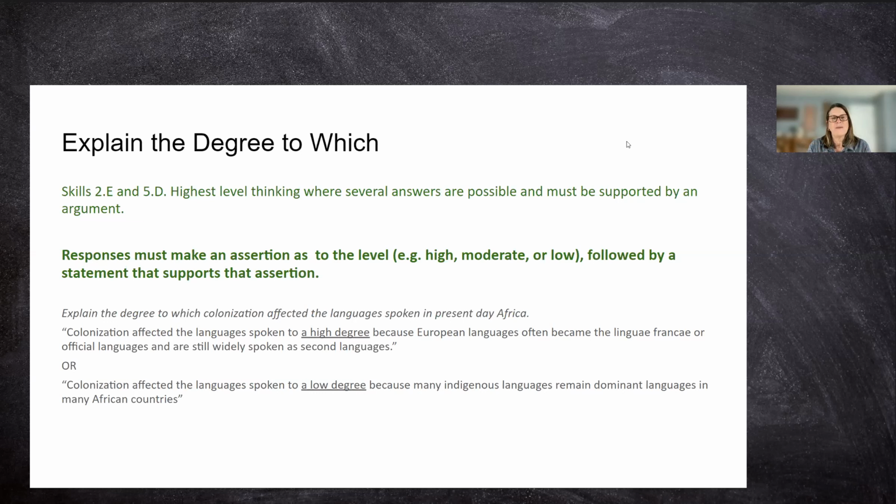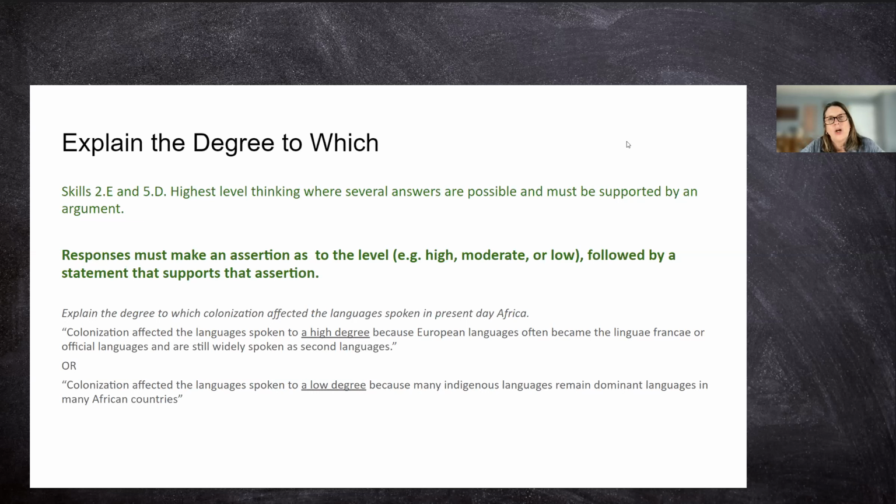This comes from the East Coast exam, FRQ number 3, which had the 2 maps, one map of the political boundaries of Africa, the other of the cultural groups of Africa. This part of the question was: explain the degree to which colonization affected the languages spoken in present-day Africa. So here is one answer that did earn a point. Colonization affected the languages spoken to a high degree because European languages often became the lingua franca or official languages and are still widely spoken as second languages. So this is a very good example of a 1-sentence explain.